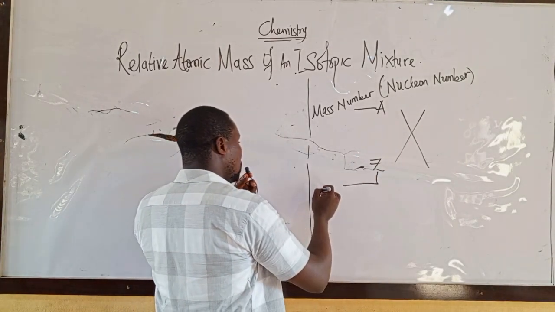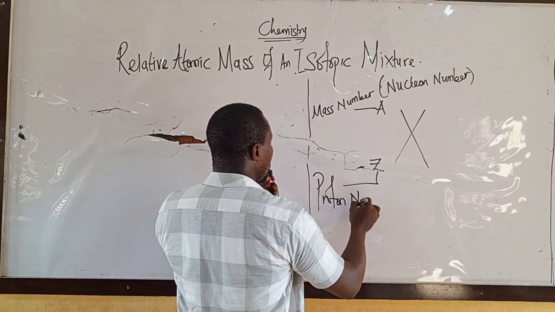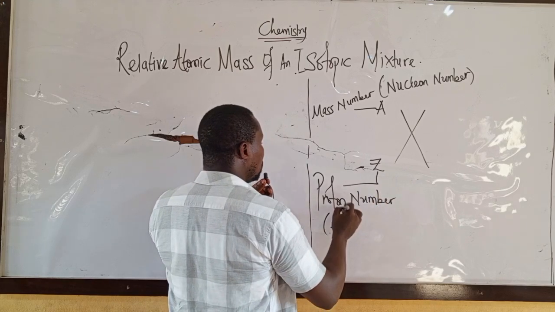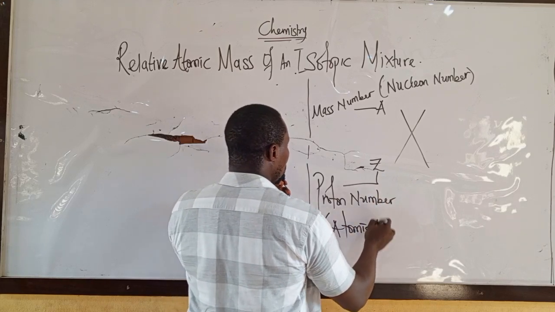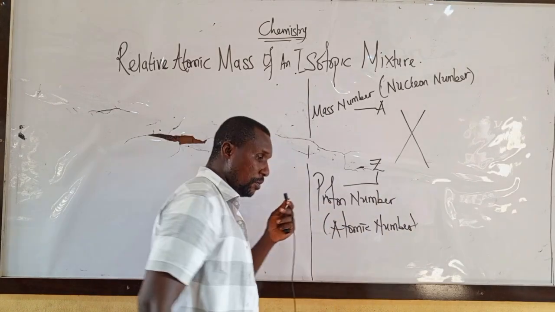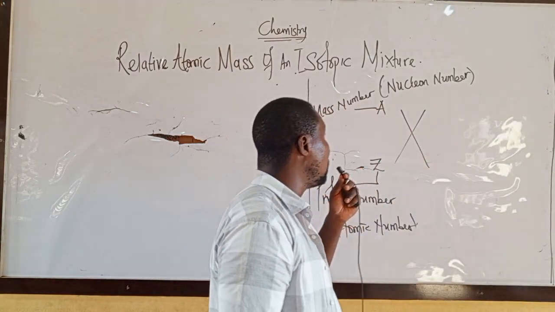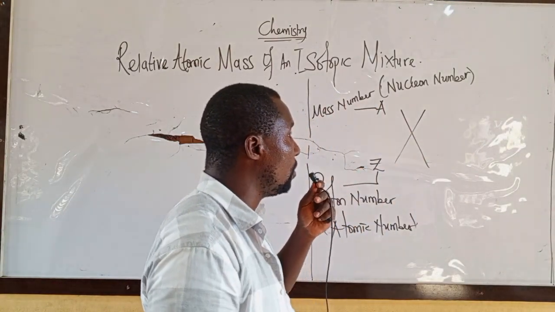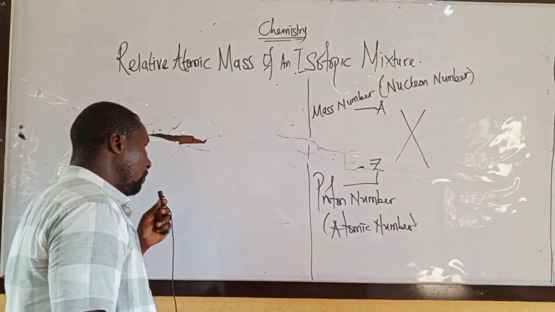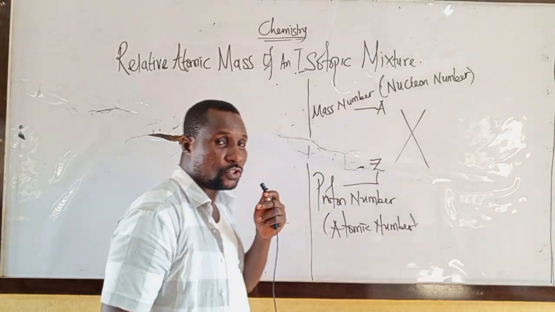Z means proton number. And what is proton number? The proton number of an atom is known as atomic number. So Z is the proton number, which you can also call atomic number. A is the mass number, which is also known as nucleon number. And the difference between A and Z is known as neutron number.